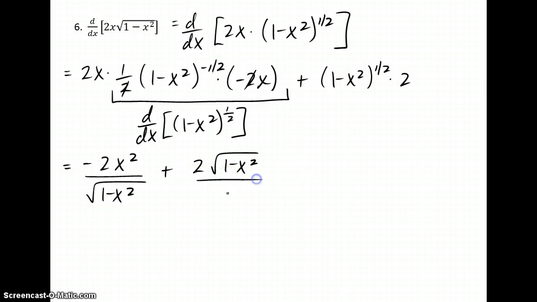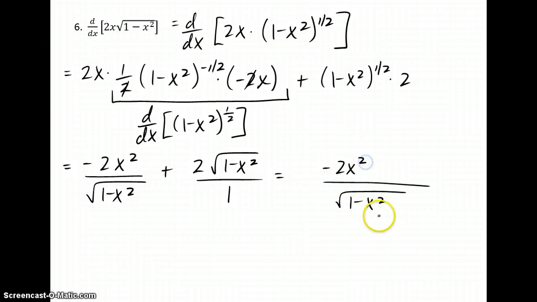Okay, now we need to make it one fraction, so the common denominator will be the square root of 1 minus x squared. The first term doesn't need to be multiplied by anything. The second term we need to multiply by the square root of 1 minus x squared on the top and bottom.